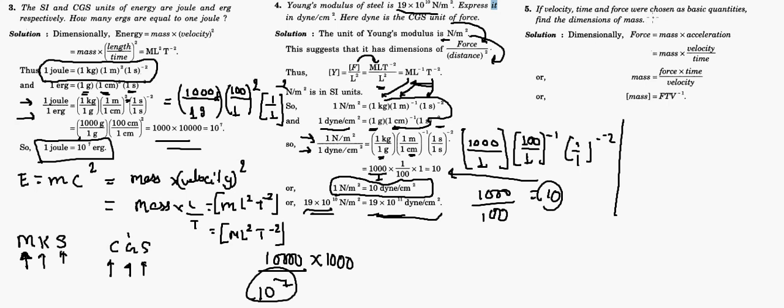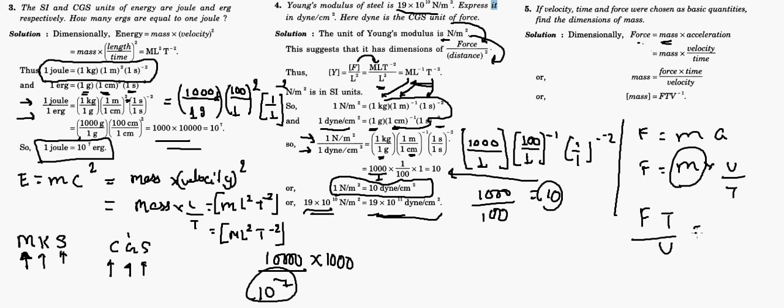The velocity, time and force were chosen as the basic units. In this question we don't have to consider the velocity as MLT raised to power minus 2. We just consider the velocity as V and force as F. We need to find the dimension of mass. We know the formula: force is equal to mass into acceleration. Force as it is, mass as it is, and acceleration is velocity per time. We are looking for mass only, so force and time get multiplied, divided by velocity. So just write F T V inverse, that is the dimension of mass. Got it? So that is our answer.